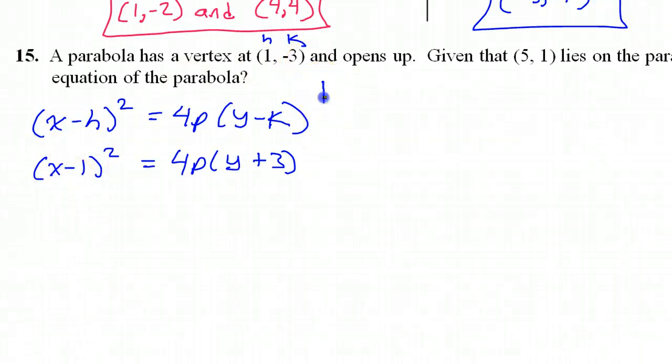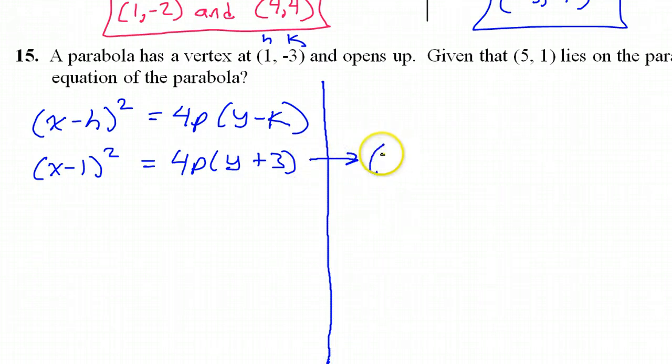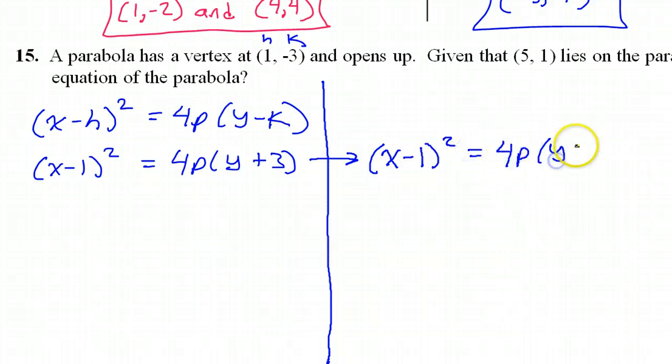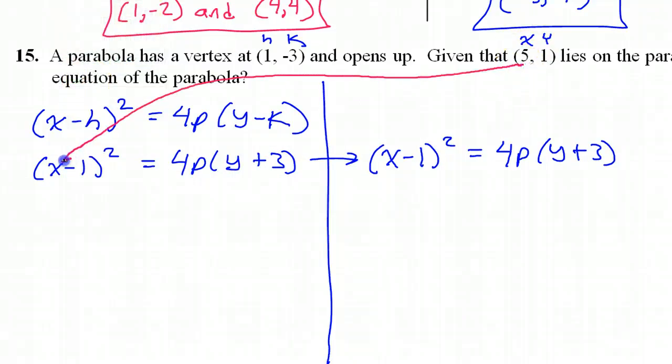So let's remember what we have so far. I'm going to copy this over. I've got x minus 1 squared is equal to 4p times y plus 3. I've got that in my back pocket. All I need to do is find p, and I'm golden. The way I'm going to find p is I'm going to use this random x, y that I'm given, and substitute that into what I have so far. I'm going to take this x and put it in right there, and I'm going to take this y and put it in right there.